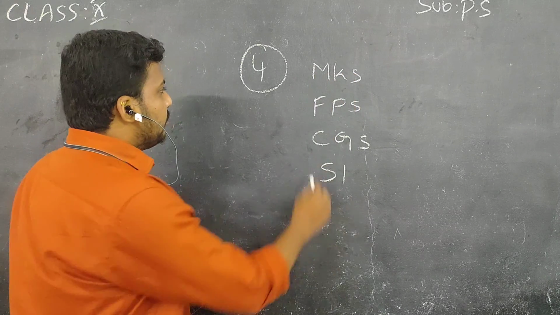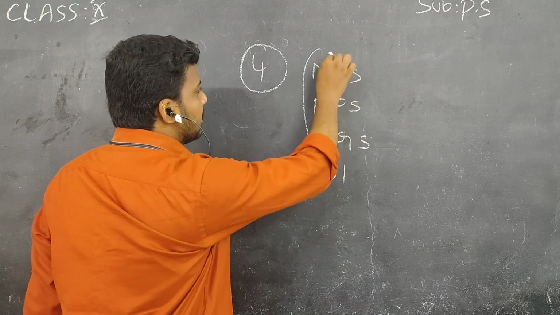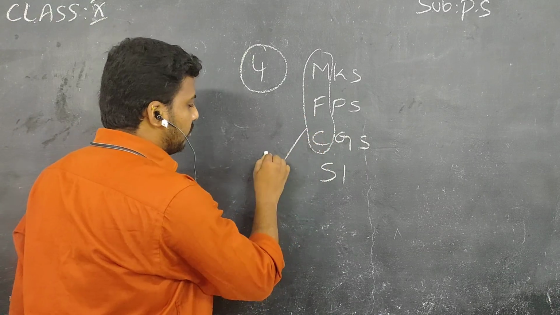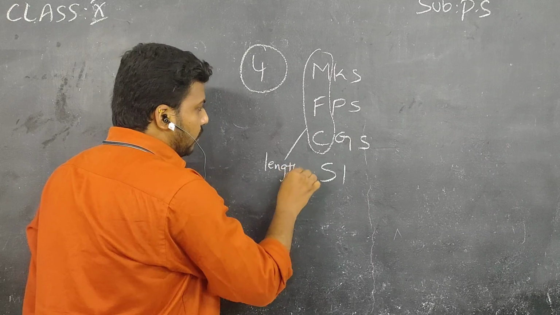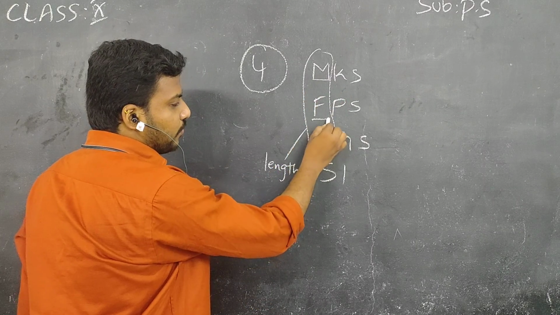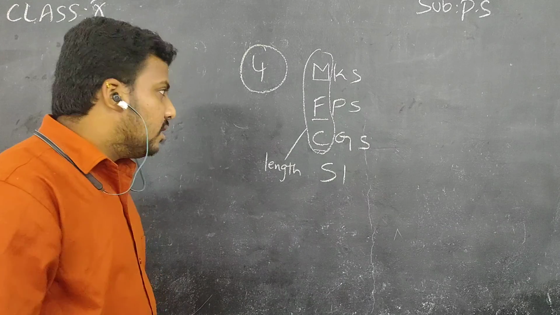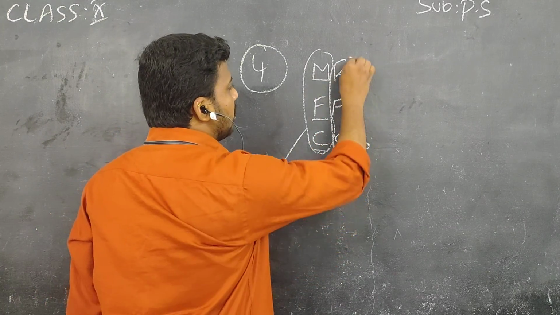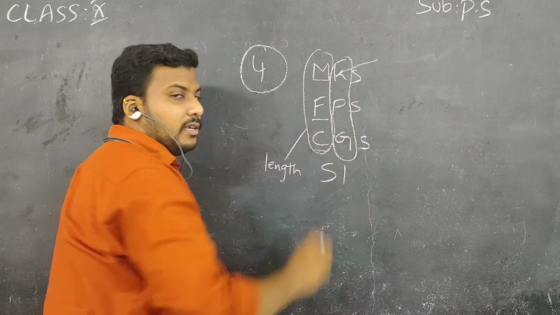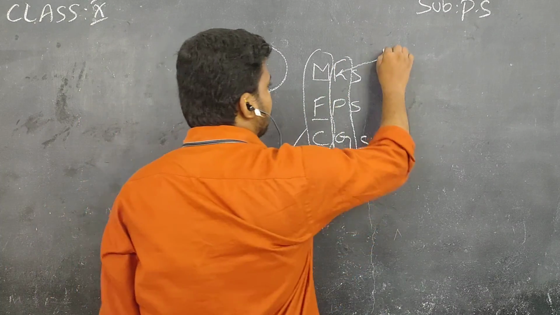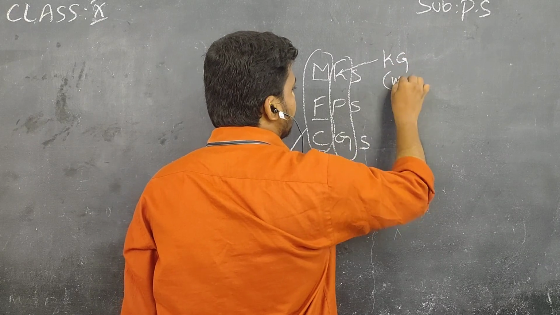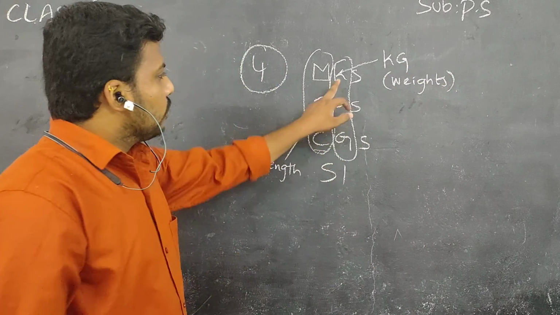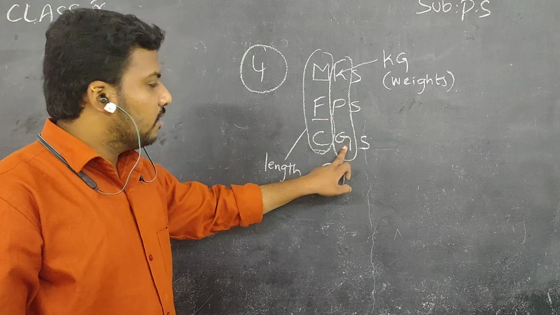Understand, children? These 3 categories, meter, centimeter, and foot, are used for what, children? For length. All these 3 are used for length. Meters, F means foot, C means centimeters. Then what are K, P, and G, children? They are used for kilograms, nothing but for weights. So kilograms, pounds, and grams, children.